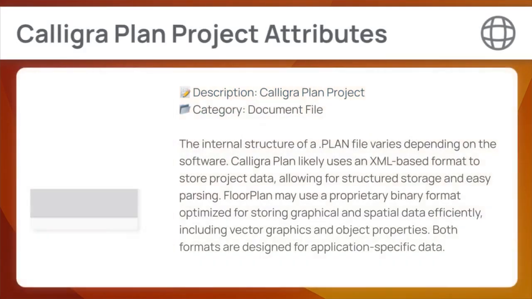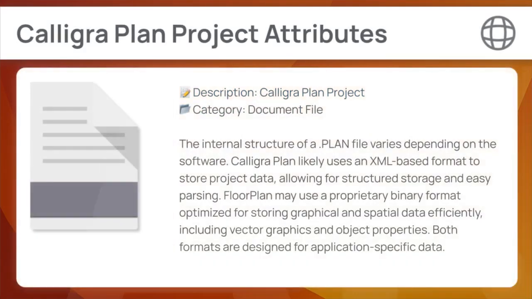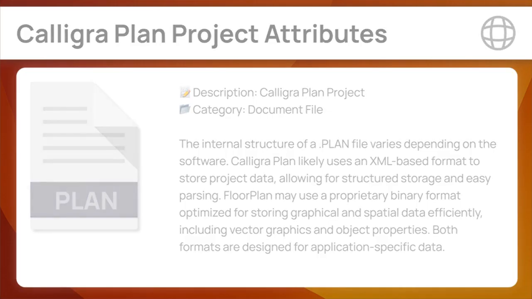The internal structure of a plan file varies depending on the software. Calligra Plan likely uses an XML-based format to store project data, allowing for structured storage and easy parsing. FloorPlan may use a proprietary binary format optimized for storing graphical and spatial data efficiently, including vector graphics and object properties. Both formats are designed for application-specific data.